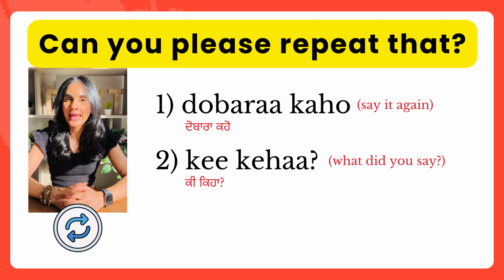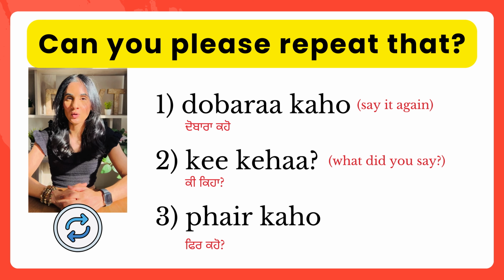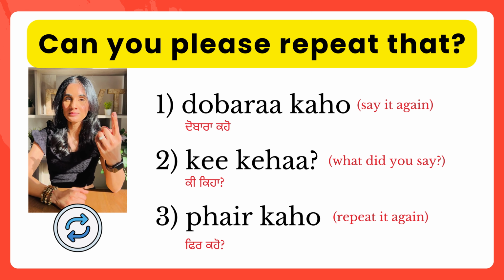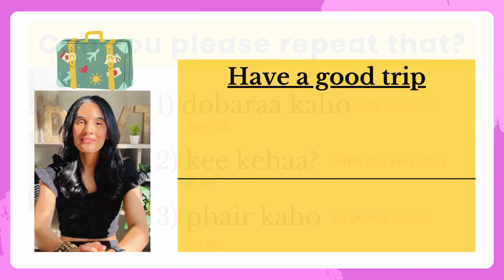And the final one is fer kaho. Fer is again or repeat. Kaho is to say. So fer kaho. Say it again. Repeat it again. Dobara kaho. Ki keha.